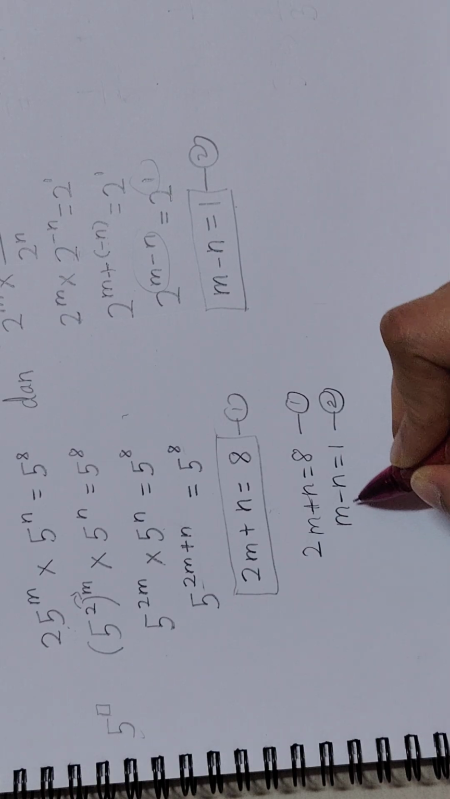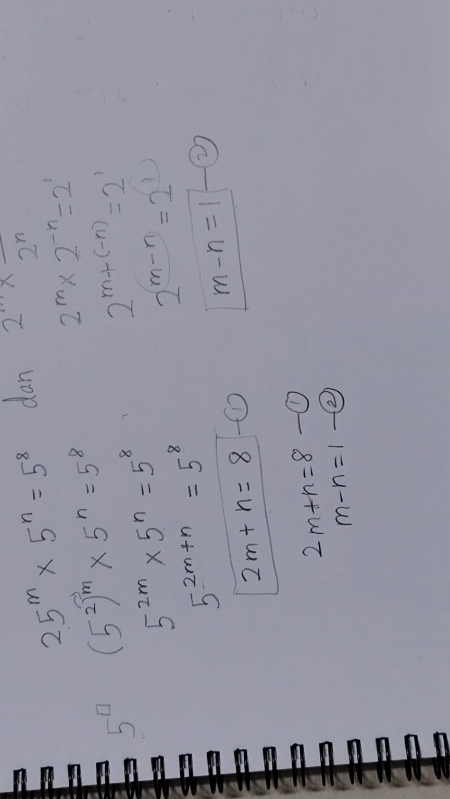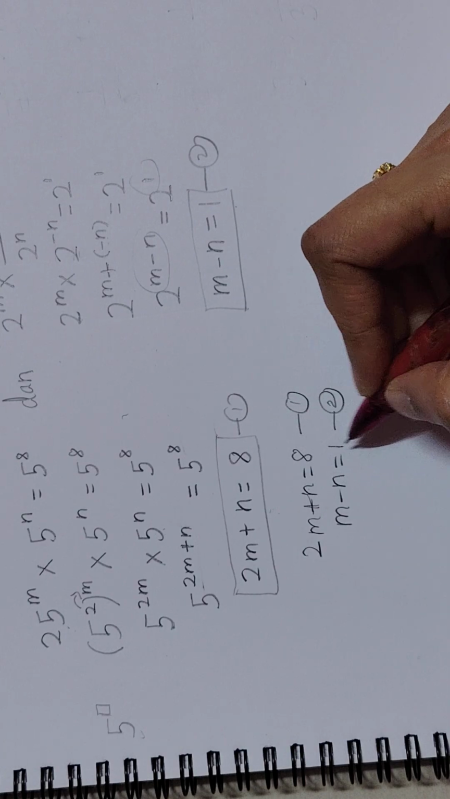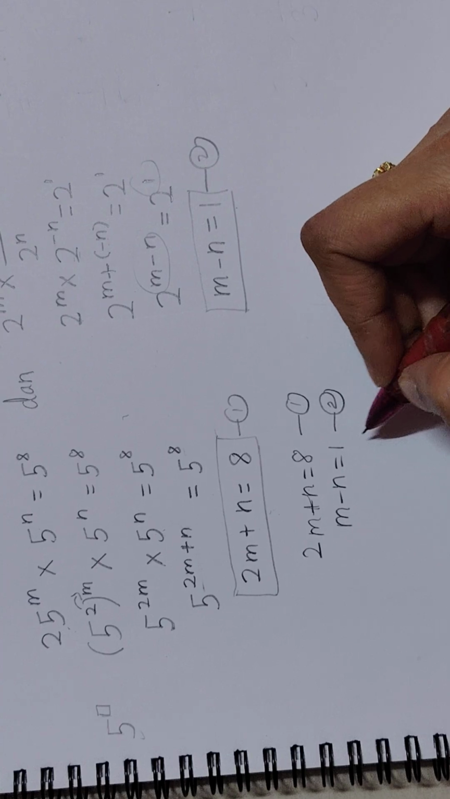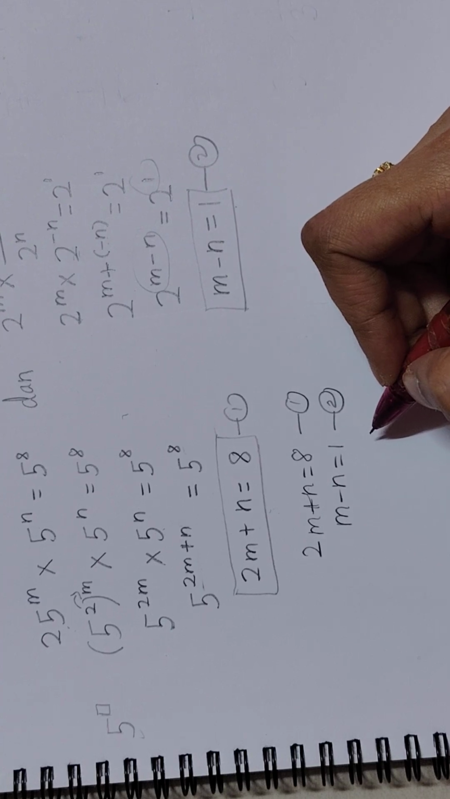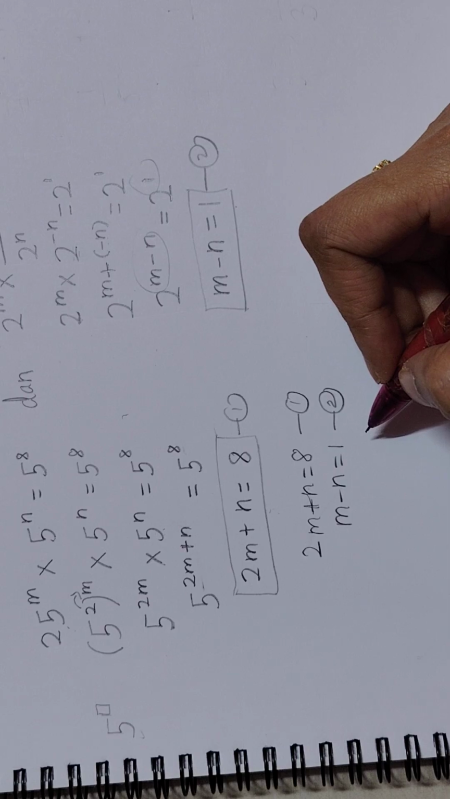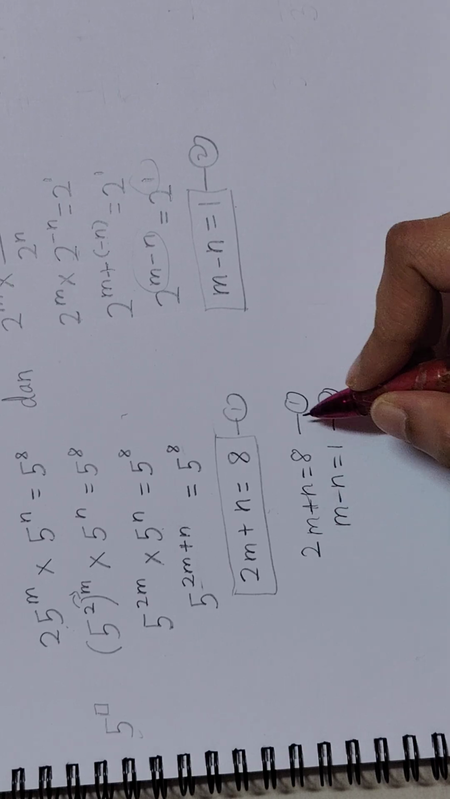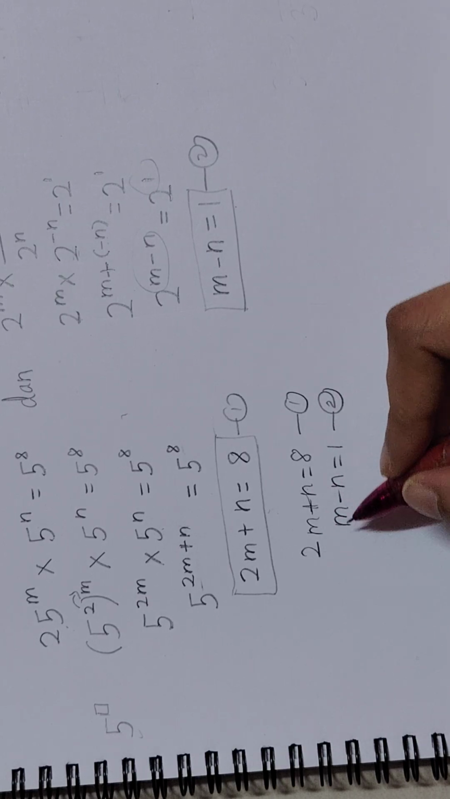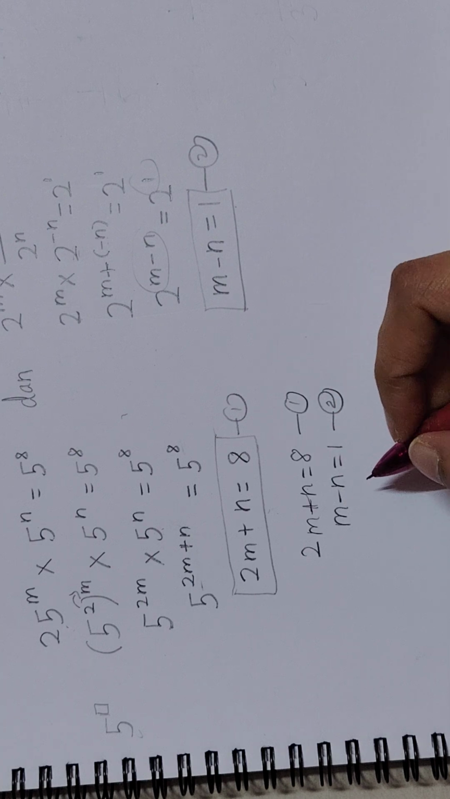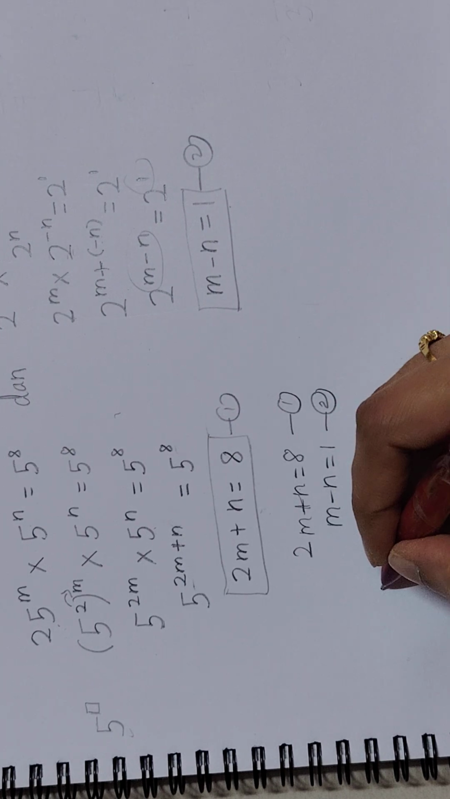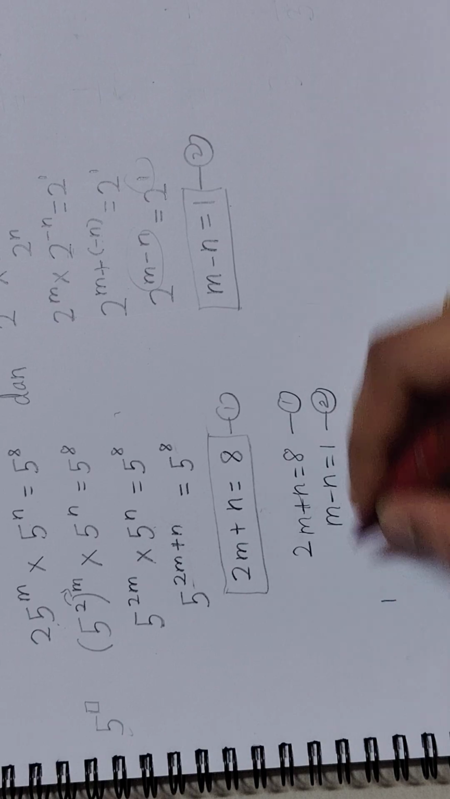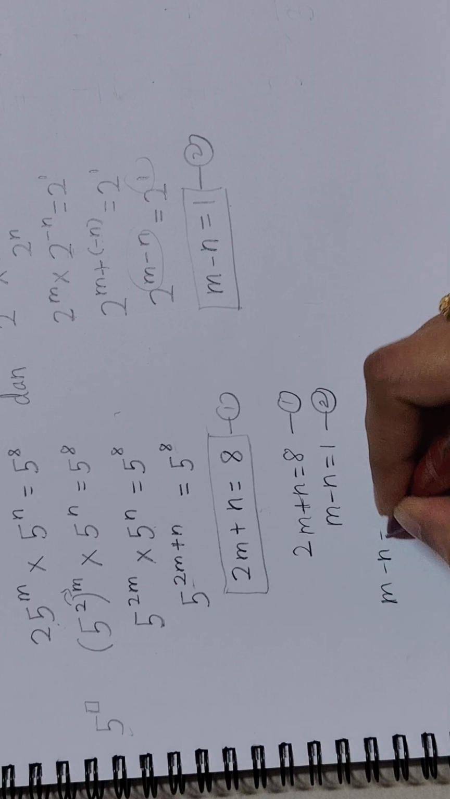For the substitution method, your first step, you see you have two different equations, right? What you must do is choose one equation that looks easier for you. I'm teaching you the easy way. Look at this, first one, second one. The second one looks easier, right? We have fewer numbers, and it looks easy for me. So I'm just going to take this second equation. M minus n equals 1.